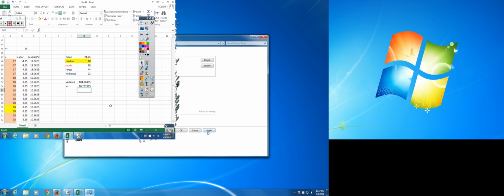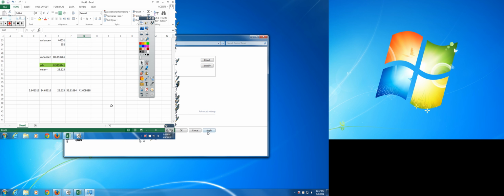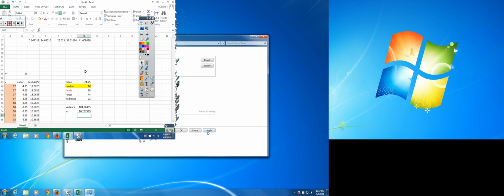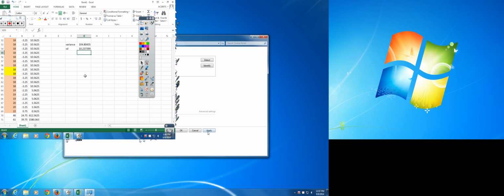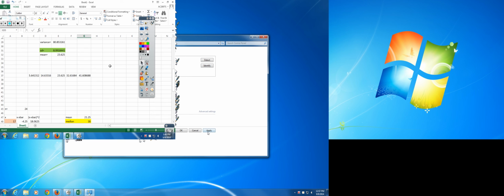What in the world, Hubert? We have a mean and standard deviation up here of what? The mean is 23 and the standard deviation is 9. Here we have a mean of 21 and a standard deviation of 10. Why are the numbers different? Anybody want to take an educated guess?